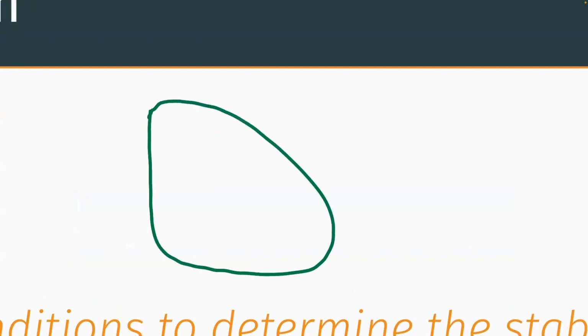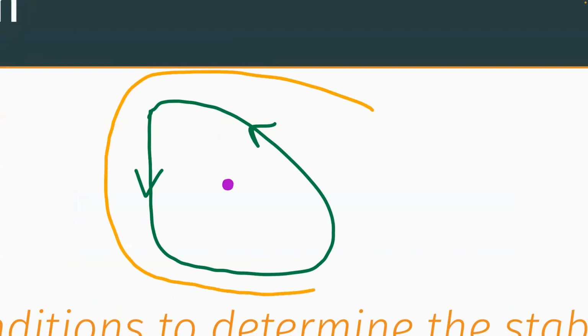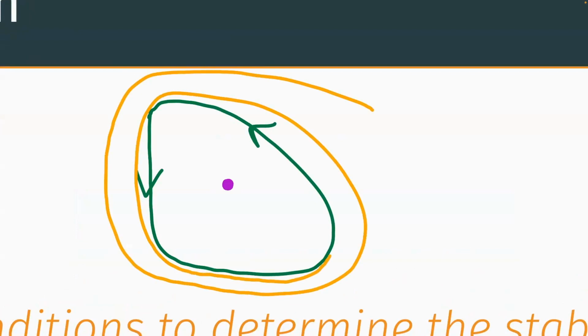A limit cycle is something like this, where we have a periodic orbit. Perhaps it looks like this. We have some equilibrium in the middle, so we're moving around in this way. And a limit cycle would mean that when we're outside this, we spiral in, and we spiral into that limit cycle. So we go something like this. And then when we're inside, we spiral out.